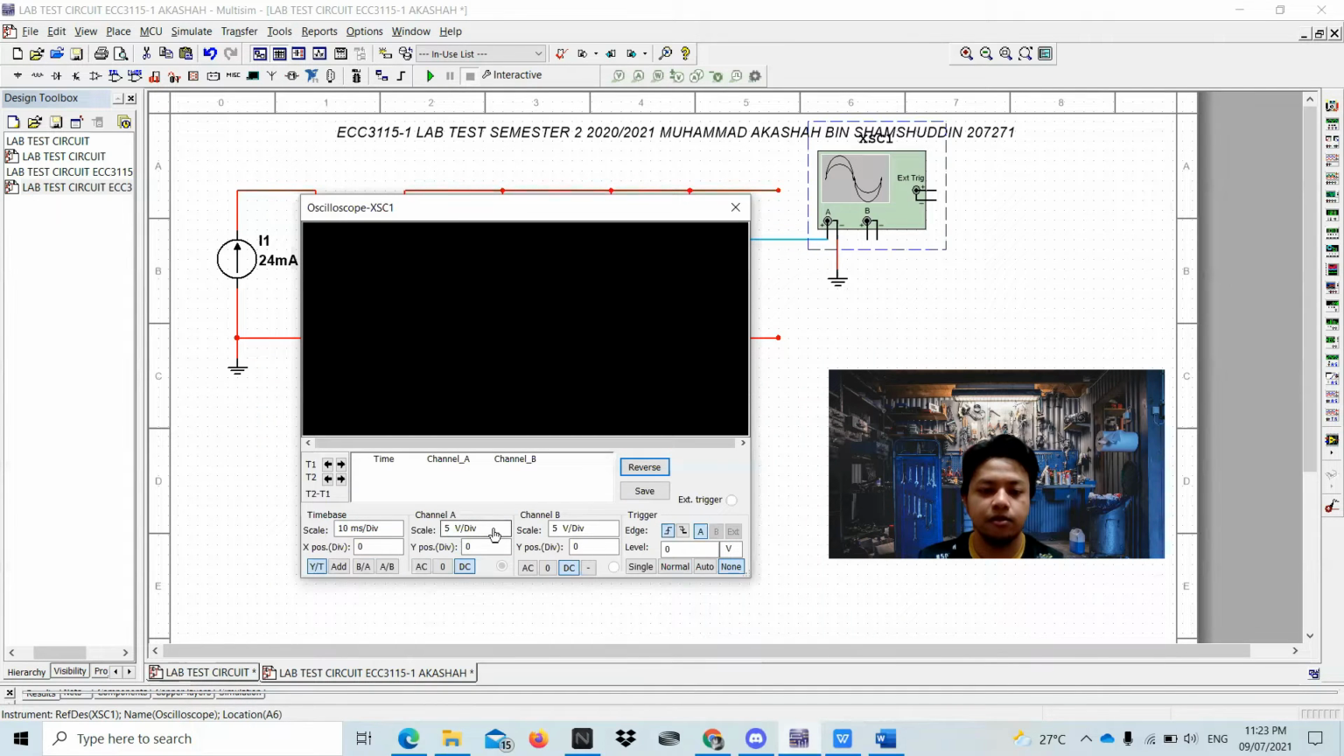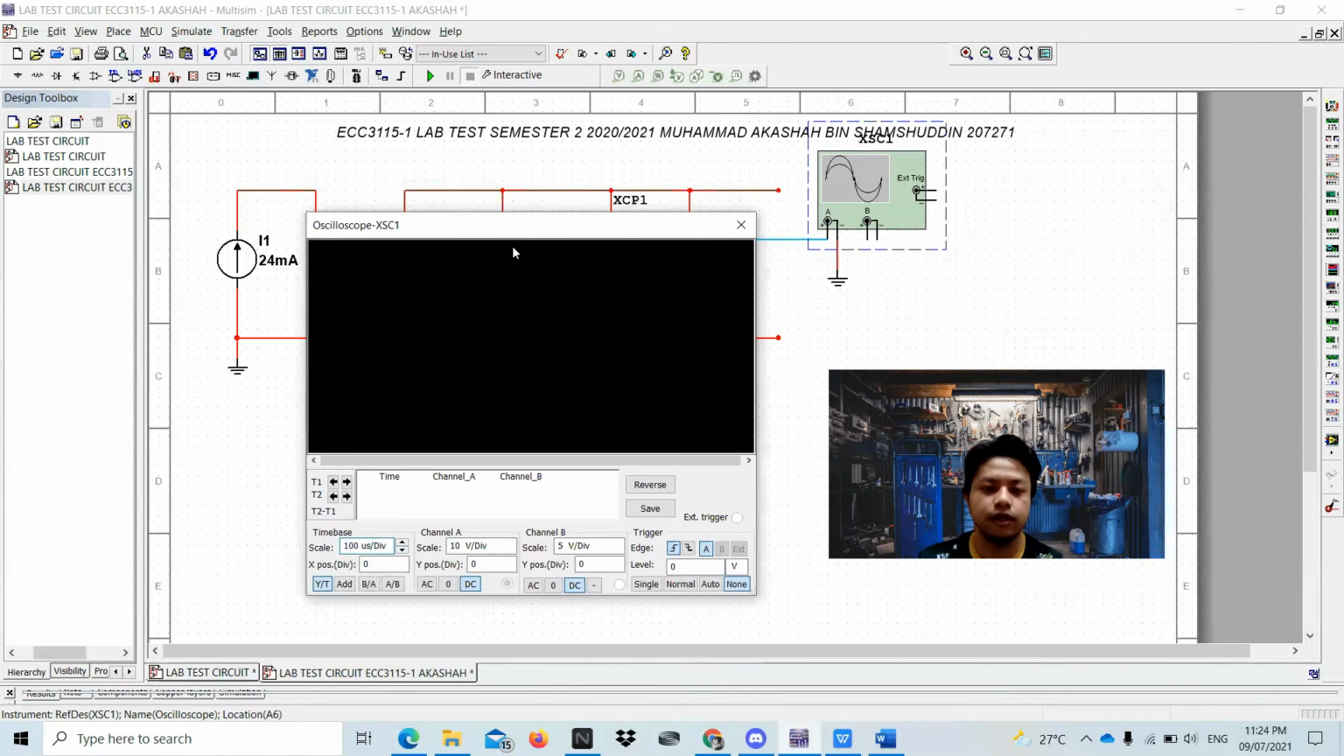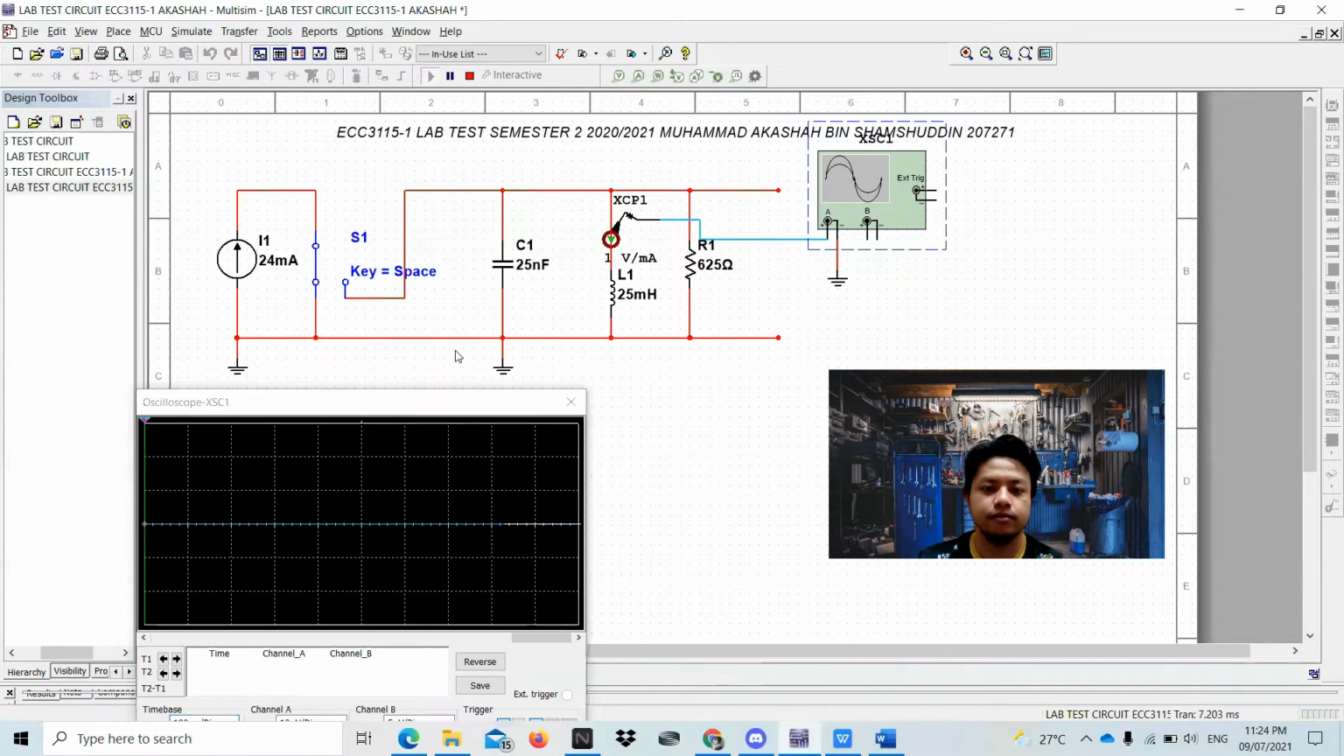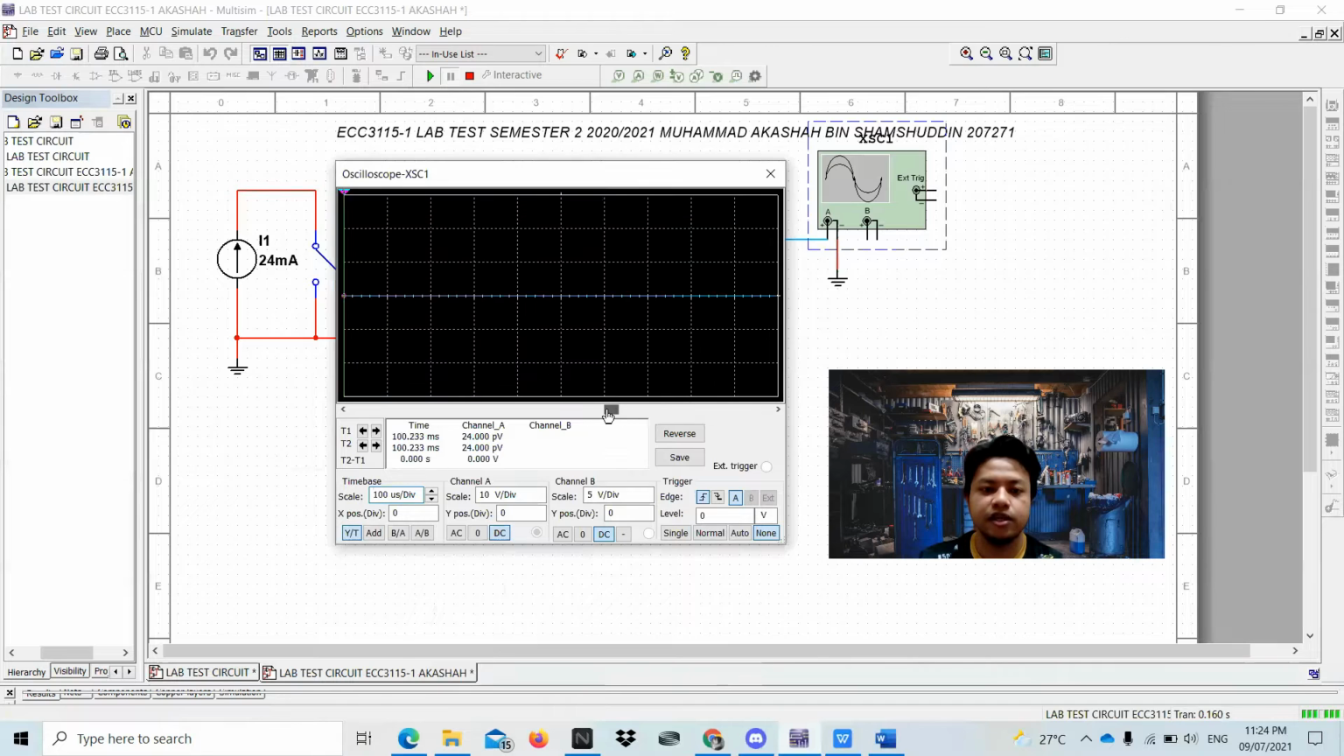Before that, I'm going to change the channel A scale to 10 so that we can see clearly later, and also the time base with a scale of 100 microseconds. Right. So now it is the state when t is less than 0. Later when I change to t greater than 0, as you can see here, there is a change in the graph of voltage.